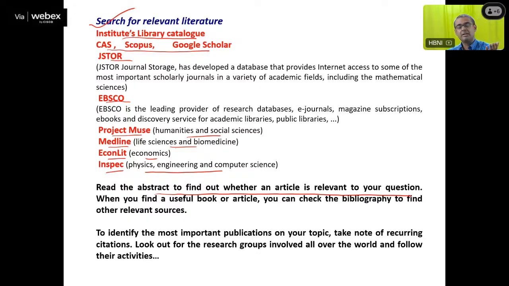Otherwise, you have so many articles, you become bored. You cannot go through each and every article. If the abstract, the conclusion and the figures attract you, and these authors are telling something in a different way, then you will go through that specific article. But you cannot go through everything. So during literature review, you have to have an idea of what important points you will go through. So this is the abstract. When you find a useful book or article, check the bibliography to find other relevant sources.